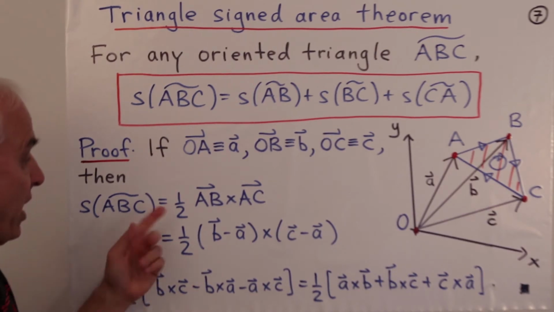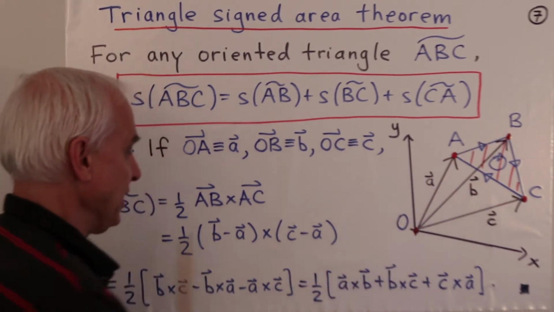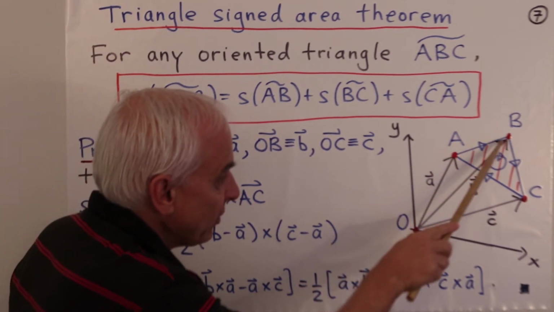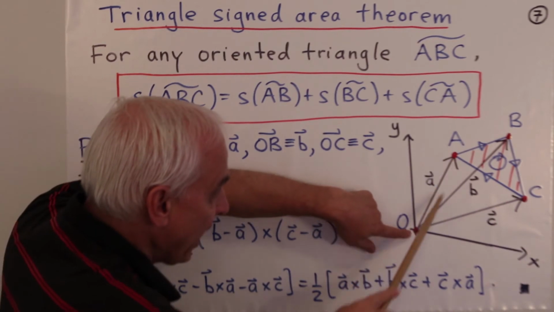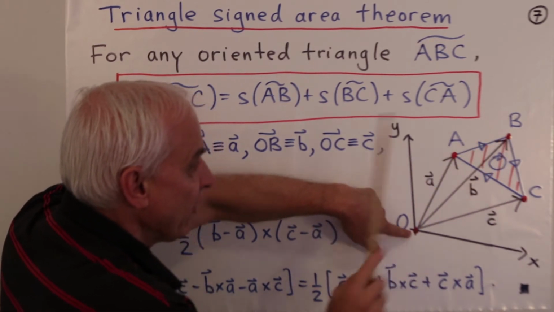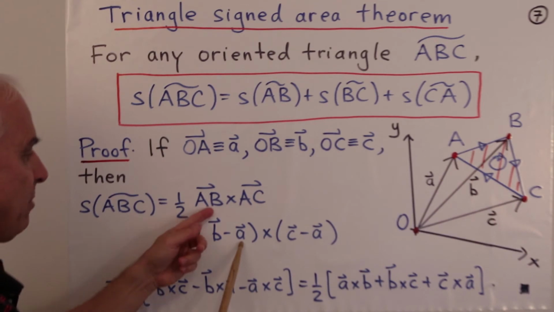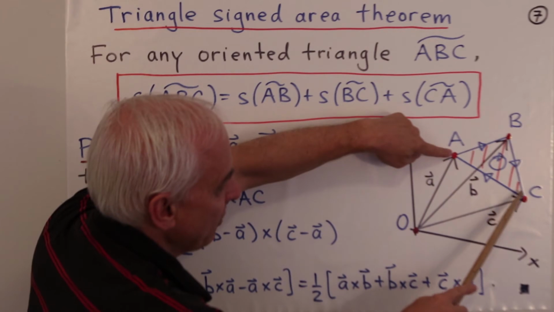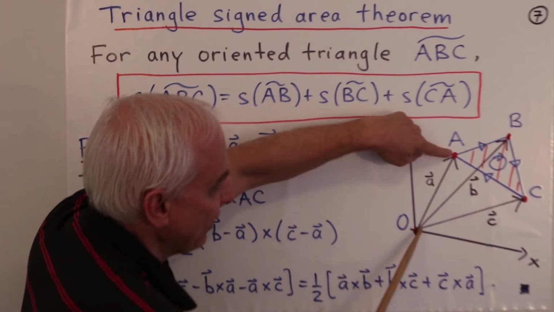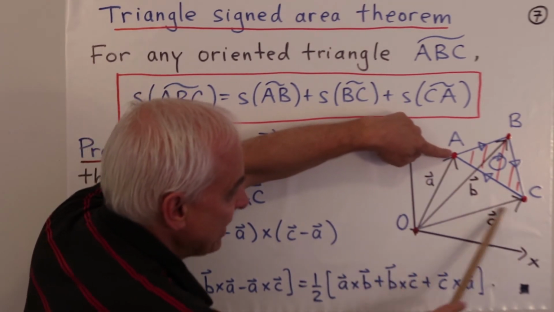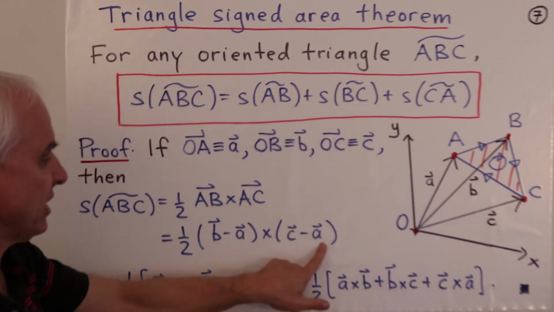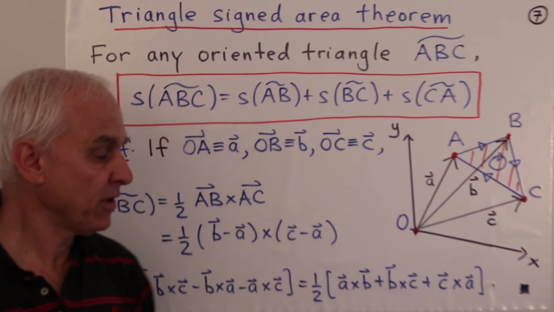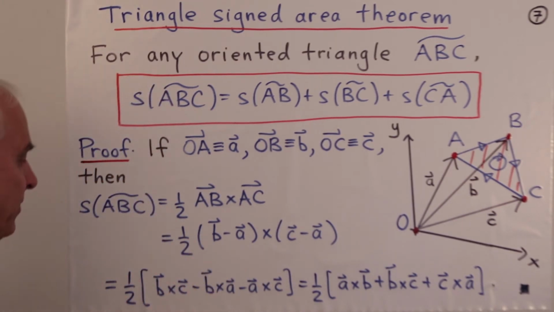Well, by definition, it's 1/2 of AB cross AC. And what is AB? It's the vector from here to here. And in terms of this vector A and this vector B, it's B minus A. That's what AB is. Cross AC, here's AC. From here to here, in terms of the vectors A and C, this is vector C minus vector A. Okay, and now we're going to use the distributive property of the linear aspect of the cross product.